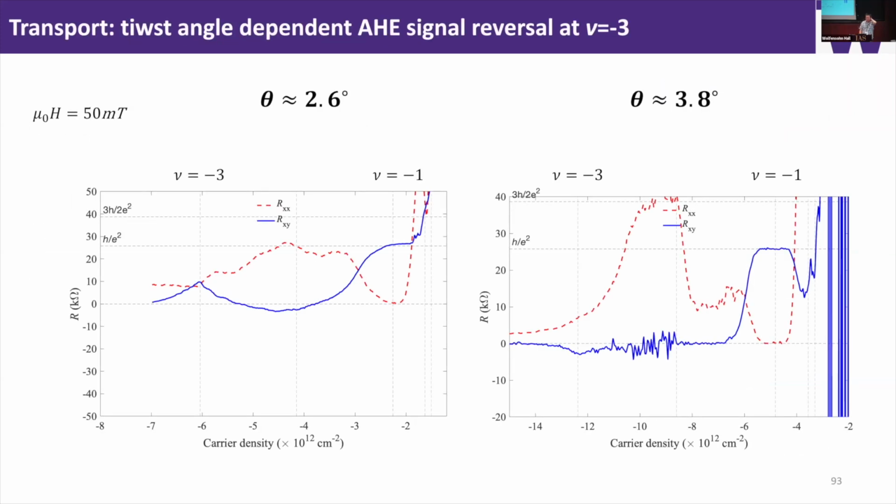So just for comparison, to convince you, now I plot these data, RxY and RxX, for 2.6 degrees and 3.8 degrees together. The key message, right? Let's focus on the sign of the Hall signal. For 2.6 degrees, at the filling factor -1 and -3, RxY has the same sign. But if you look at 3.8 degrees, at the filling factor -1 and -3, RxY has the exact opposite signs.